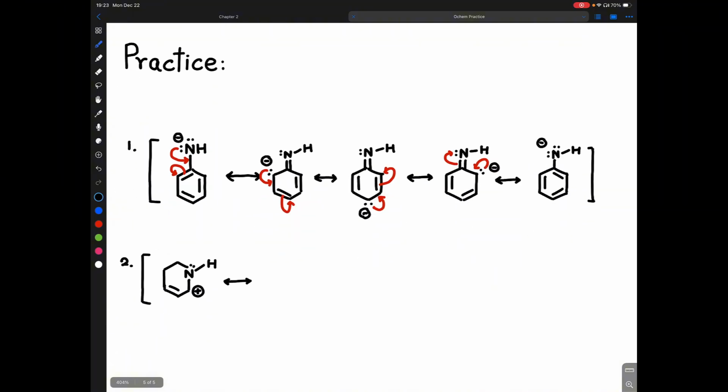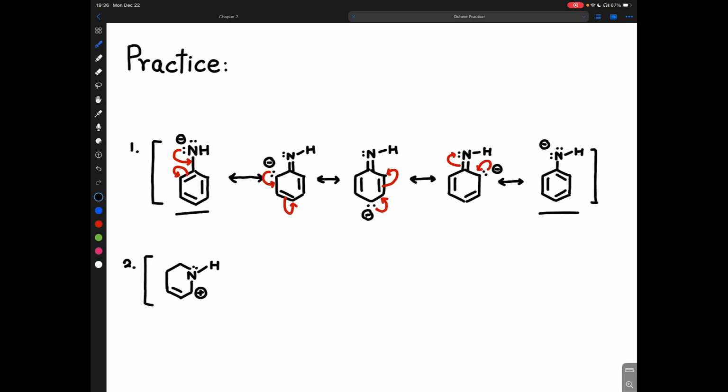And as you can see from all these 5, the most major contributors out of the 5 would be number 1 and number 5, because the negative formal charge is on the more electronegative atom, nitrogen, compared to carbon, which is more stable.